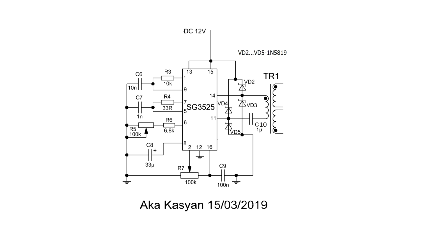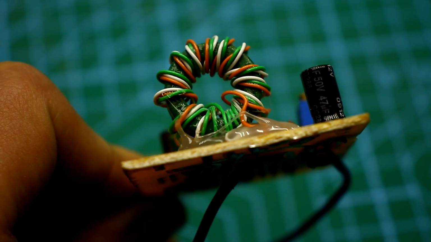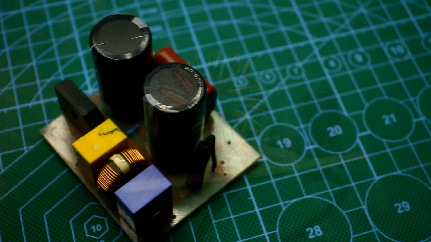Here we have the PWM controller CG3525 and a matching transformer that controls the power transistors and provides complete galvanic isolation of the control circuit from the high voltage part.